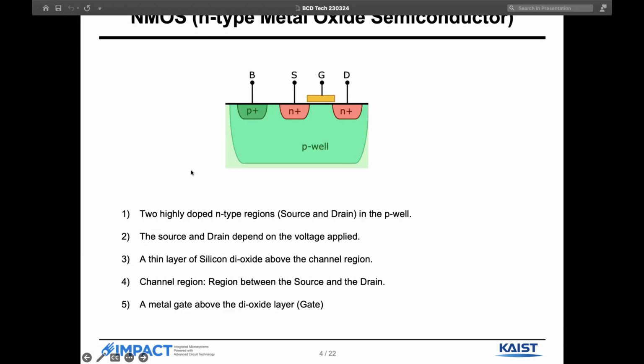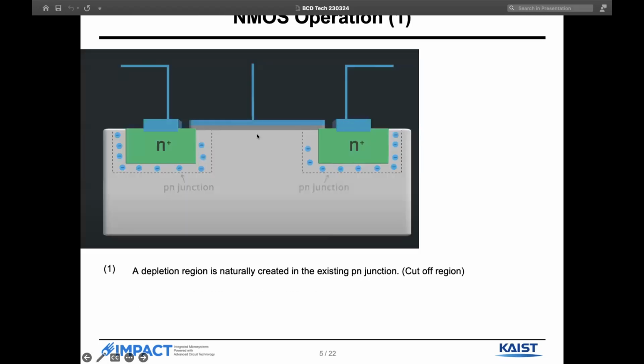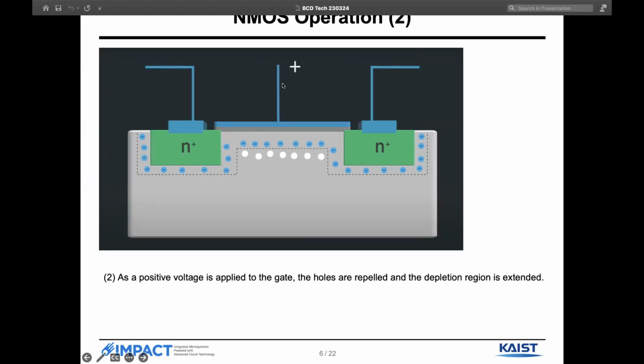As we can see right here, there is an NPN junction. There are two PN junctions right here. Because there are PN junctions, there will be some natural depletion region. This is called the cutoff region. If we apply a positive voltage to the gate, then as the well is p-type, there are more holes. The hole concentration is greater, so the holes will be repelled, and as a result, the depletion region will be extended, as we can see in this picture.